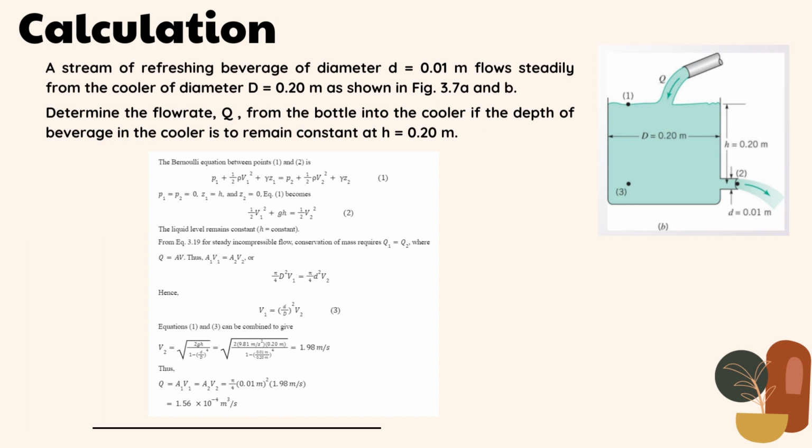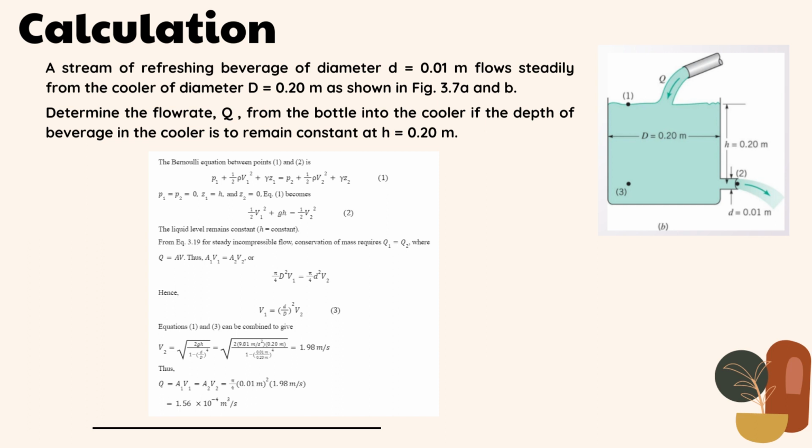According to equation 3.19, also known as the continuity equation, A1V1 is equal to A2V2. Since the area A is equal to pi d squared over 4, we can get the equation pi over 4 d squared V1 equals pi over 4 D squared V2 from the continuity equation for incompressible flow. Hence, V1 equals small d over capital D squared V2, and this is labeled as equation 3.